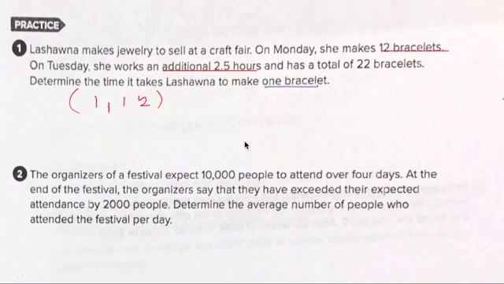Additional 2.5 hours. So additional that makes it 3.5 hours. I mean, 2.5 more hours is that much, right? They want you to make your own. It's 22 bracelets. So you do x sub 1, y sub 1. So whatever time she takes, it's an additional 2.5 hours. X sub 2, y sub 2. Okay? That's what it means.